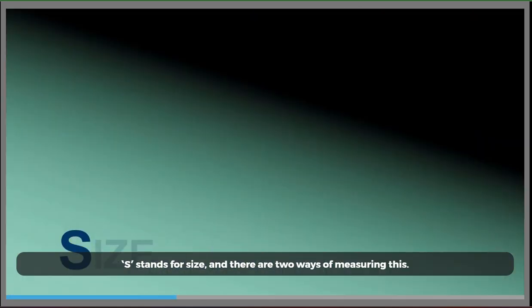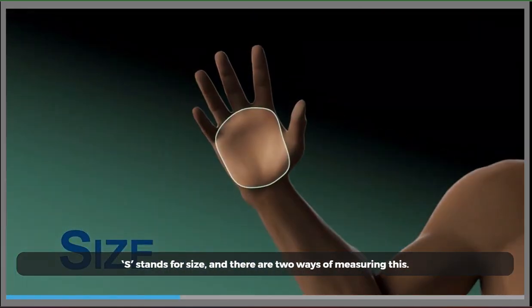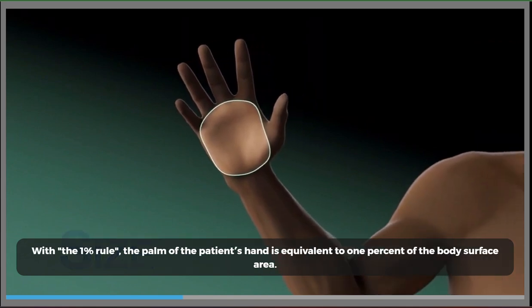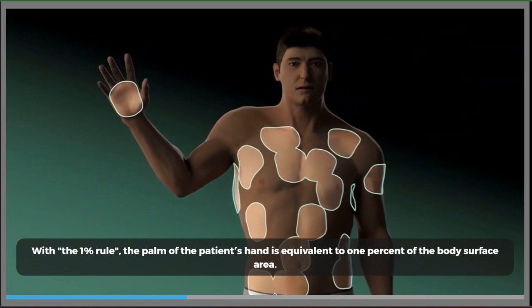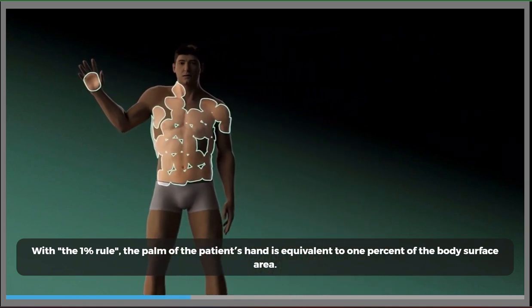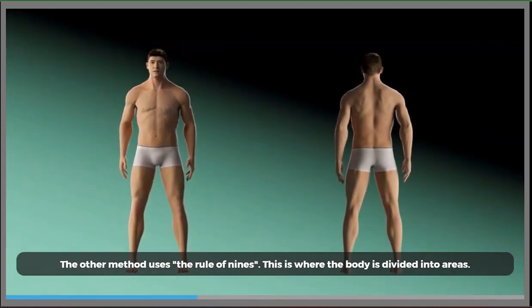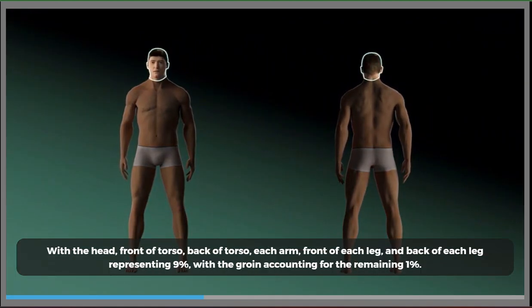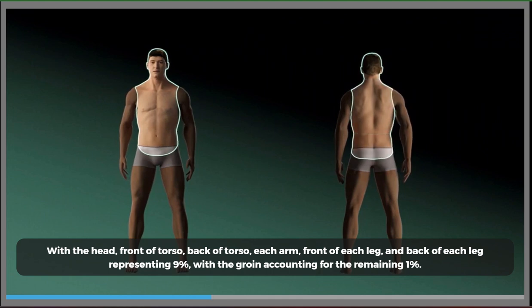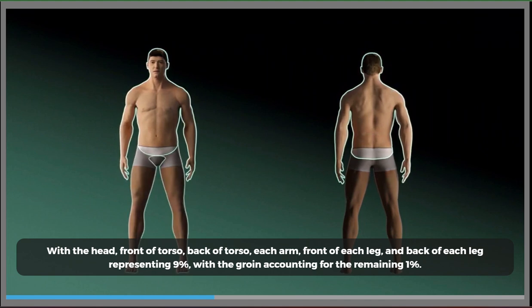S stands for size, and there are 2 ways of measuring this. With the 1% rule, the palm of the patient's hand is equivalent to 1% of the body surface area. The other method uses the rule of 9s. This is where the body is divided into areas, with the head, the upper and lower front of torso, the upper and lower back of torso, each arm, front of each leg, and back of each leg representing 9%, with the groin accounting for the remaining 1%.